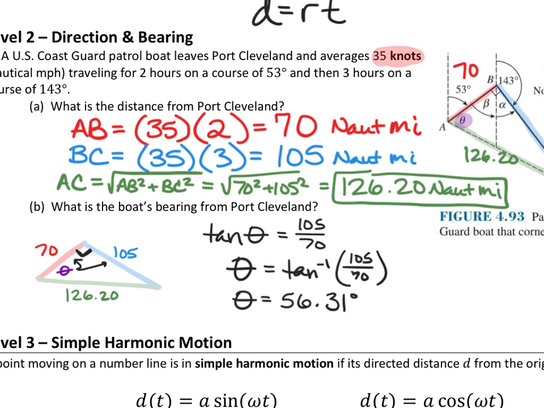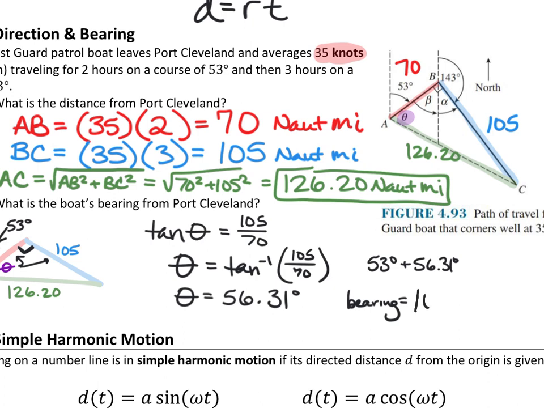If you look at your picture, is that the complete bearing from north? No. If we look at our picture, and I'm going to draw it in here, this is north. Is that angle all theta? No, we got this little section here too. But it's labeled in the picture. What is that bearing? 53 degrees. So our actual bearing from Port Cleveland is going to be 53 degrees plus 56.31 degrees. So our bearing, which is the angle we are from home, from north, is whatever 53 plus 56.31 is.